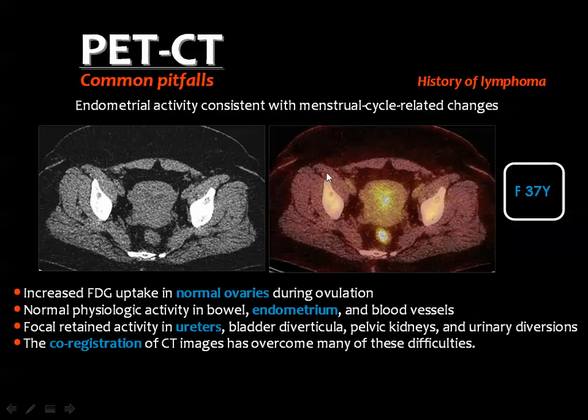Common pitfalls in PET-CT for gynecologic evaluation are the normal increased metabolic activity in the ovaries, for example, during ovulation, and in the endometrium, during menses, for example, and also the increased uptake in the ureters, urinary bladder, bladder diverticuli, and the urinary diversion conduits, because you know the isotope is excreted by urine. And also you should be careful about the misregistration between the CT images and the PET images.